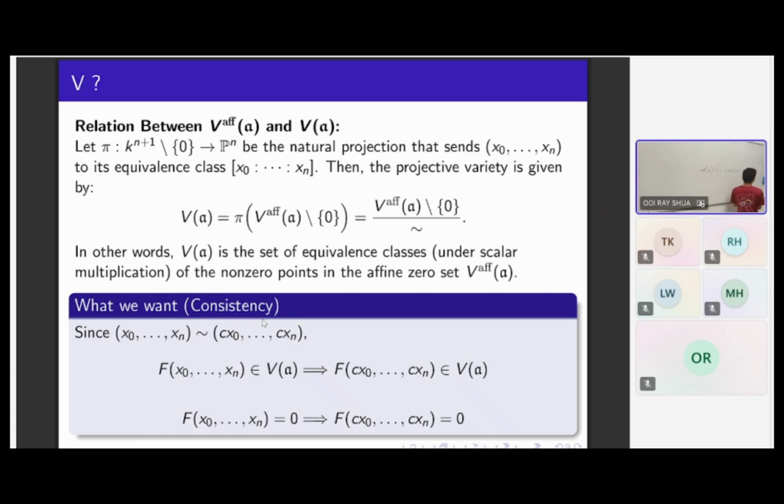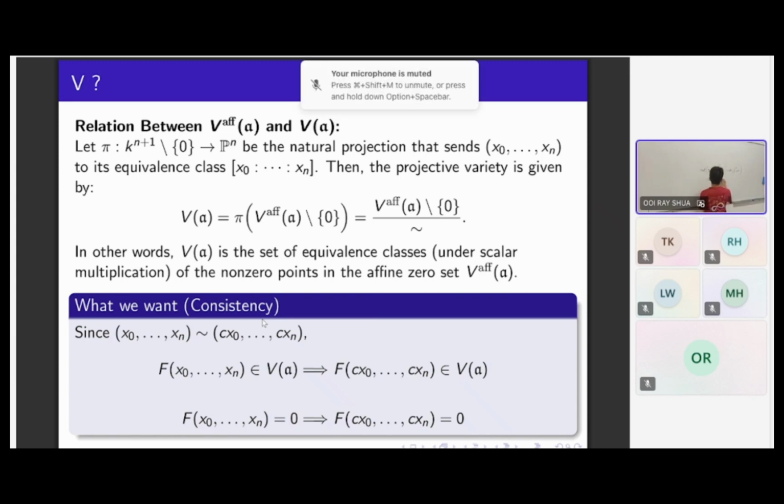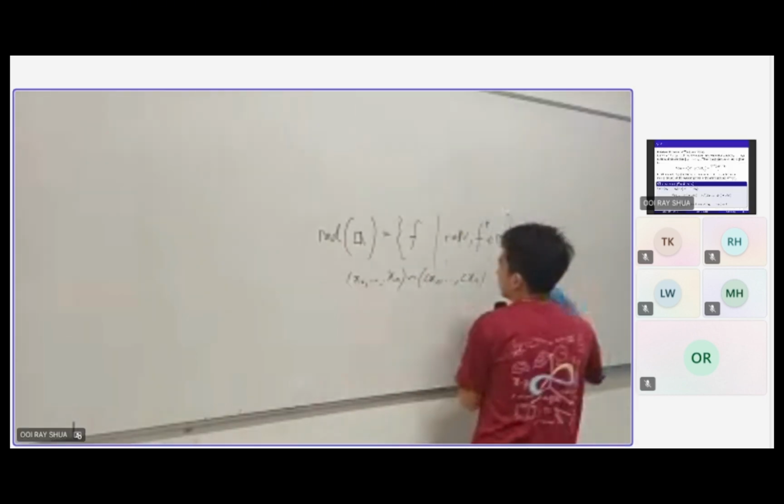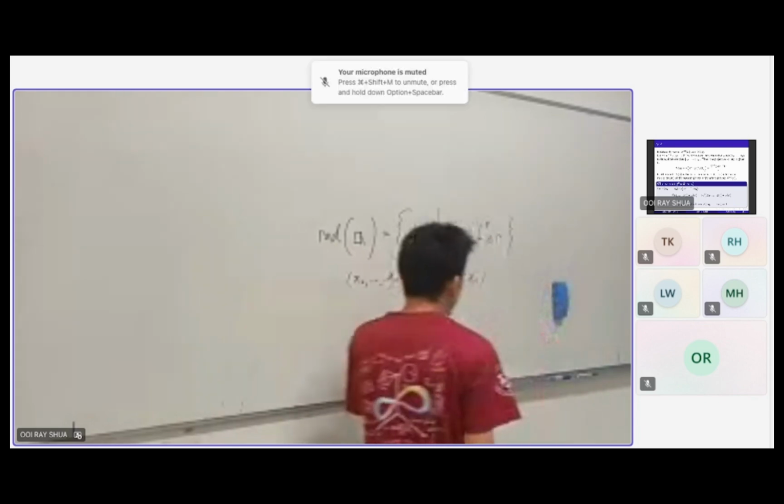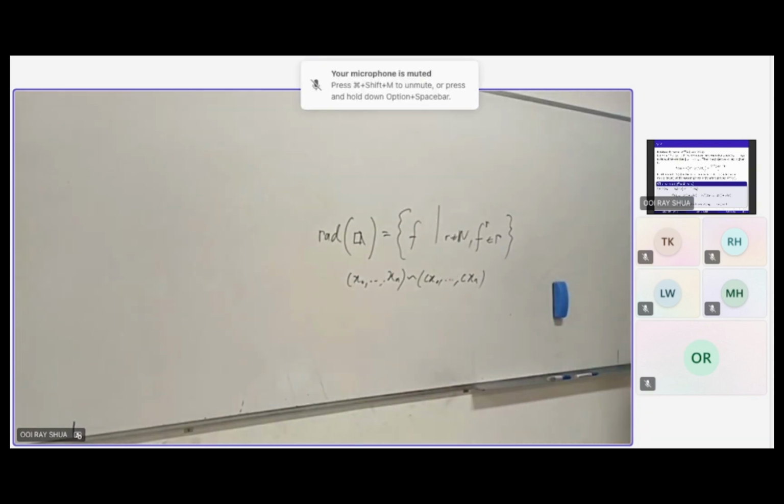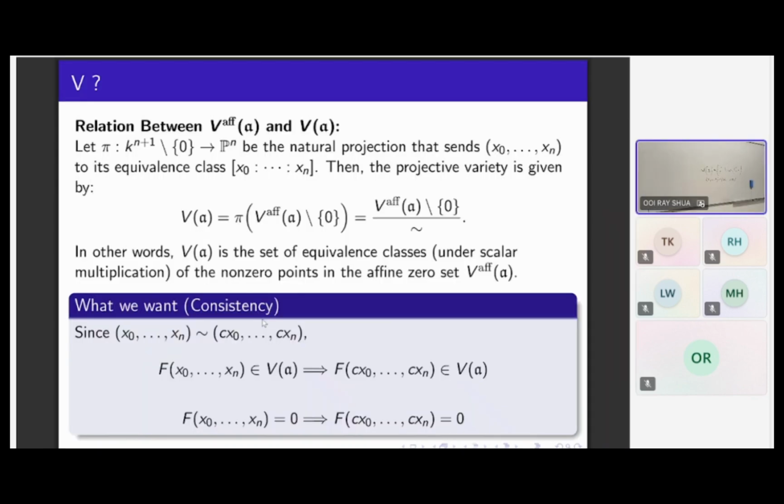For any point, x naught up to xn is the same as c x naught up to c xn. So ideally, what we want is: if f is inside V, then f of c x naught up to c xn should also be in V, because these are supposed to be the same thing. That means they should also satisfy the same relation.